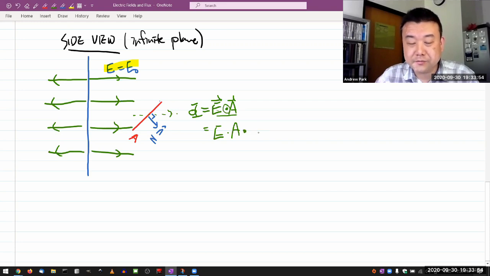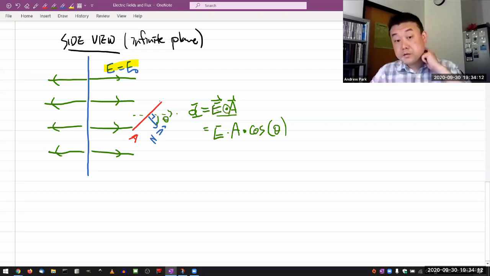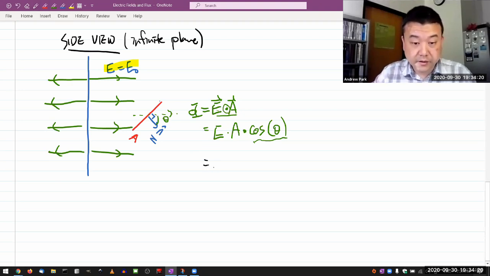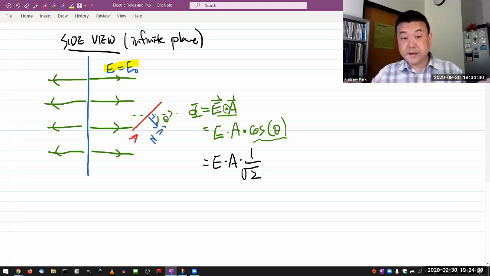So the dot product will give us the factor of cosine of the angle between these two vectors, or for simplicity, I can just say cosine of theta. That's going to be the angle between the two. So if I plug in what cosine theta is, then I would get electric field times area times cosine of 45 degrees. That sounds like 1 over root 2. So that's the electric flux.